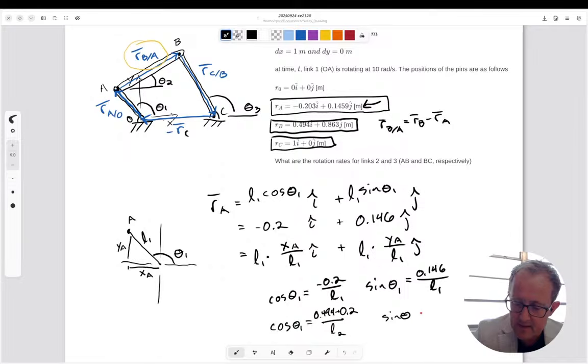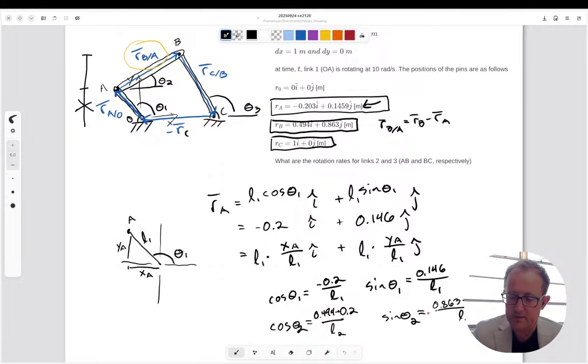Sine theta, sorry, that should be a 2, is going to be this R_B minus this R_A part, because I'm not traveling up this whole way. So I don't want this, I only want this part. So that's going to be my 0.863 minus 0.494 all over L2.